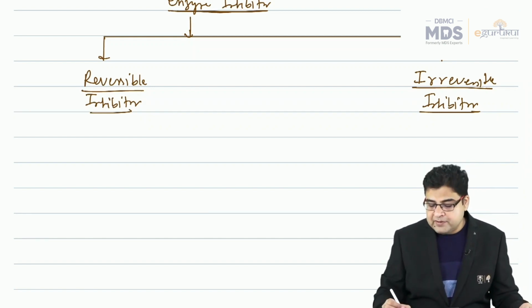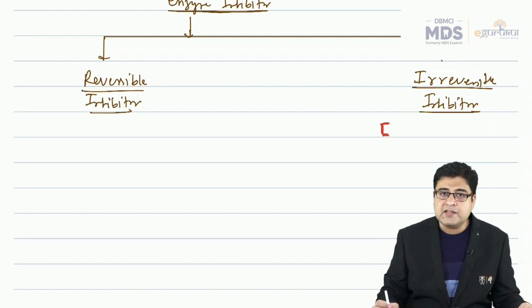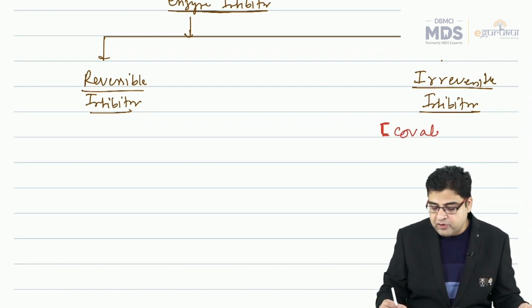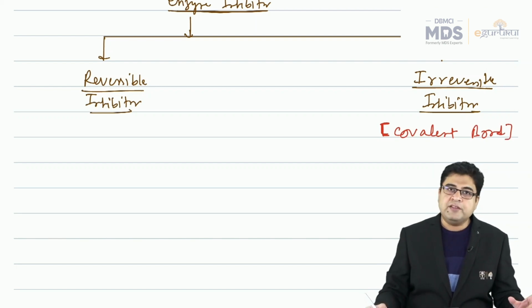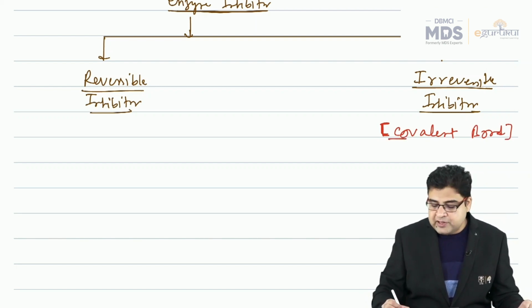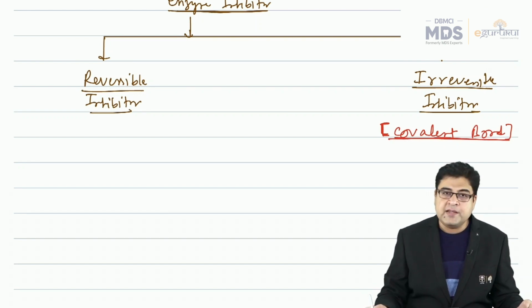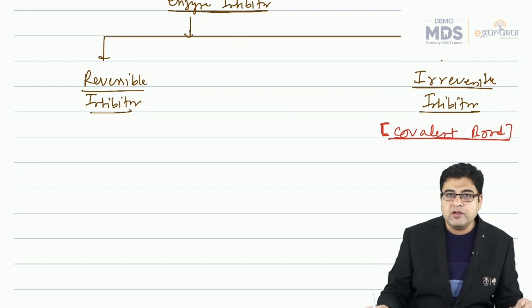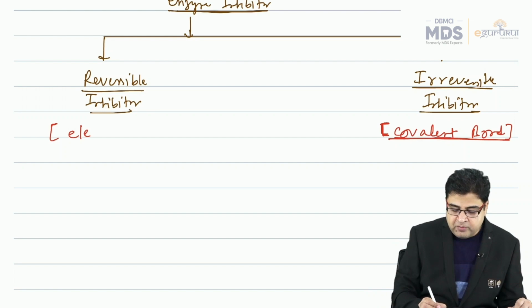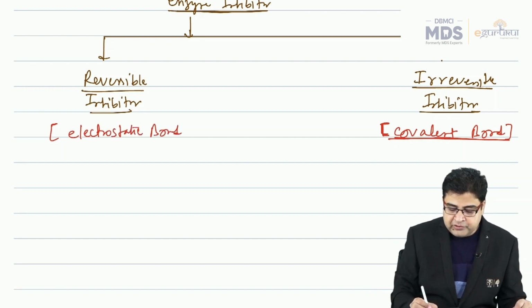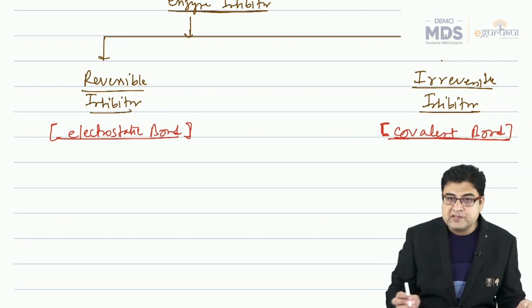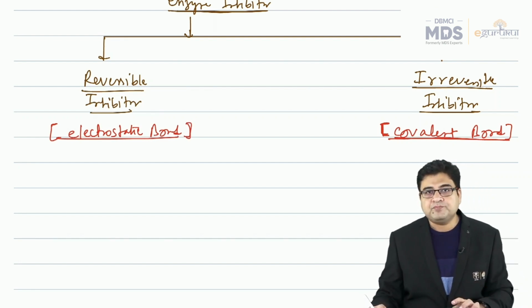Whenever a medicine is an irreversible enzyme inhibitor, these medicines will come and form a covalent bond with the enzyme. This is an irreversible type of block. But the reversible medicines will form an electrostatic bond. Reversible medicines will form an electrostatic bond, and the irreversible medicines will form a covalent bond.